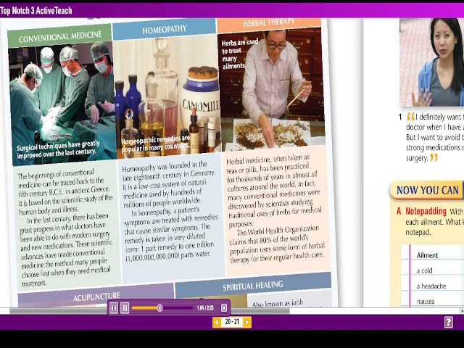Herbal therapy. Herbal medicine, often taken as teas or pills, has been practiced for thousands of years in almost all cultures around the world. In fact, many conventional medicines were discovered by scientists studying traditional uses of herbs for medical purposes. The World Health Organization claims that 80% of the world's population uses some form of herbal therapy for their regular health care.